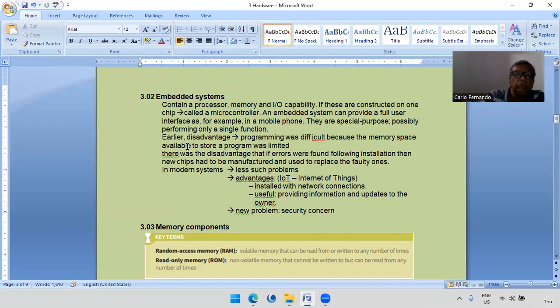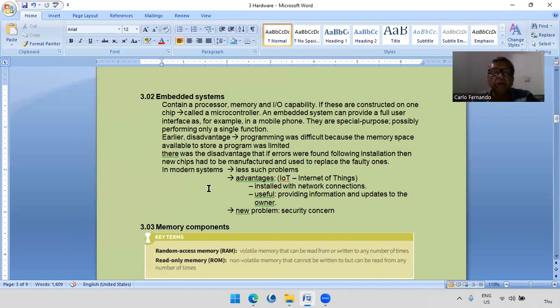So earlier, there was a disadvantage: programming was difficult. Why? Because the memory space available to store a program was limited. The chip is limited. Now let's look at the size of the phone and the size of your computer, which can hold more memory or whatever. The computer can hold more and the phone less, so programming was difficult because the memory space was not enough.